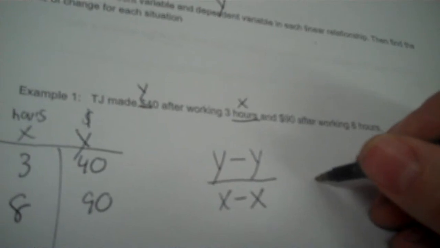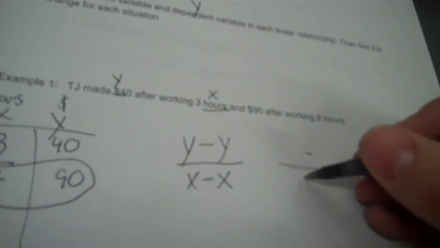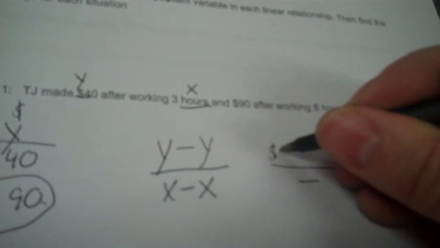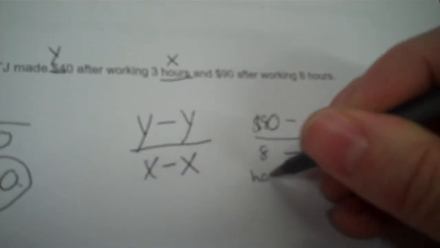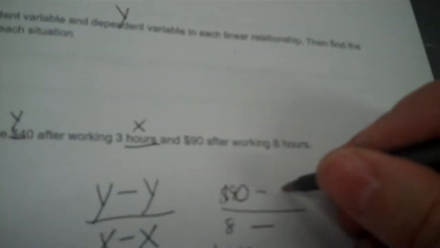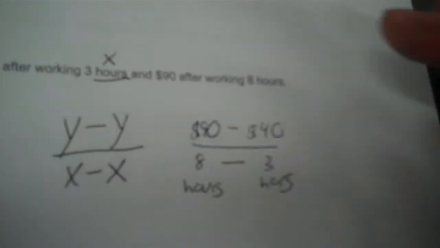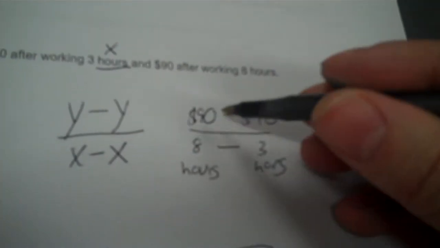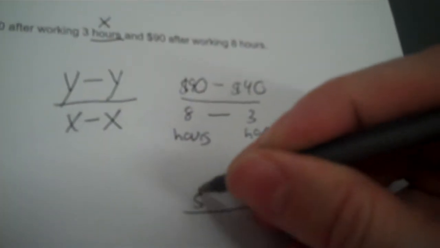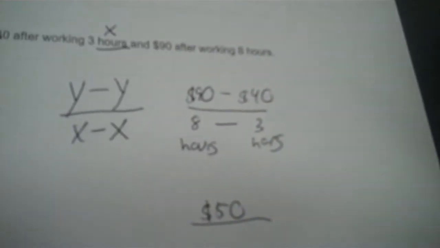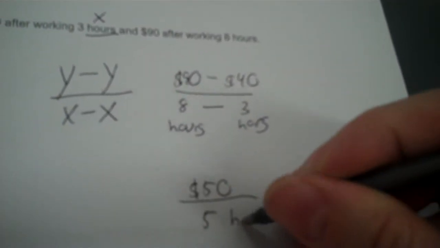Okay. So I look under the y, and you want to start at the end. Okay. So we need to send $90 to the top. And we need to send 8 hours to the bottom. Remember, put the labels so the problem makes more sense in that context. Then $40 to the top and 3 hours to the bottom. So now I do my minus. So $90 minus $40 is $50. And then 8 hours minus 3 hours is 5 hours.